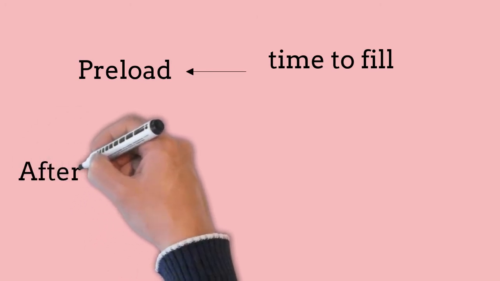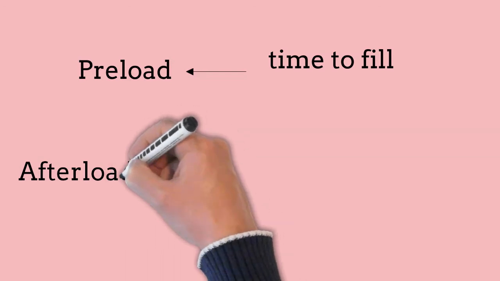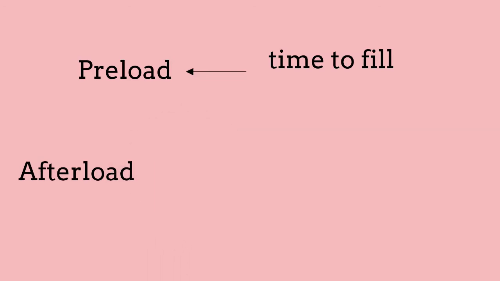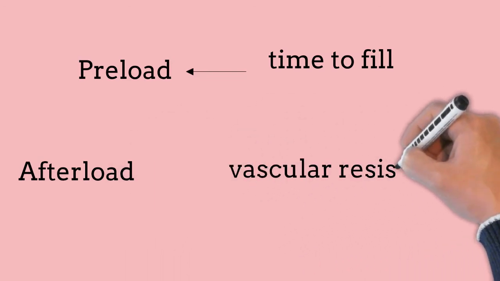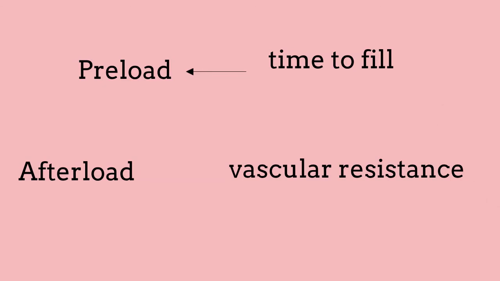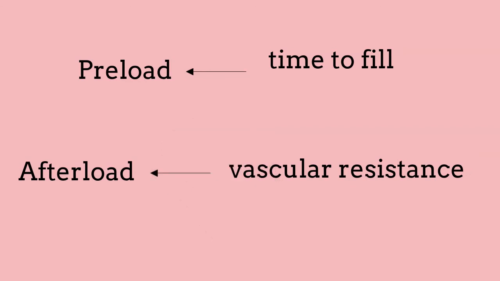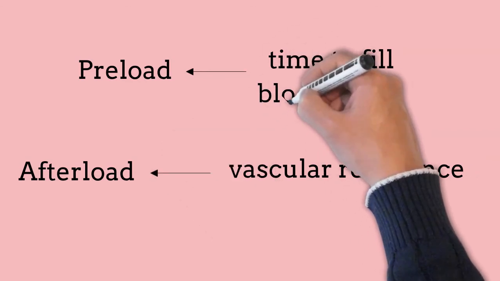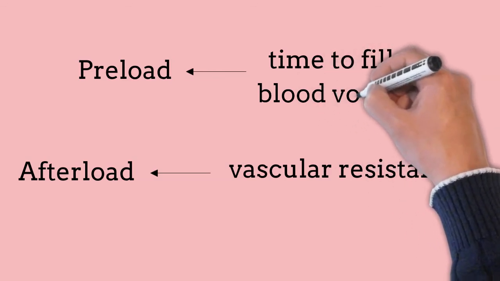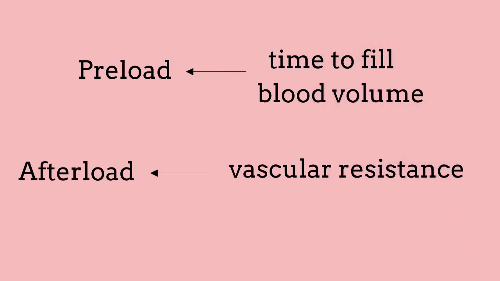Afterload, or how much pressure the heart must generate to eject blood at systole, is influenced by vascular resistance. It can be influenced by narrowing of the heart valves, or contraction, or relaxation of the peripheral blood vessels. The preload and strength of heart muscle contractions controls the stroke volume.